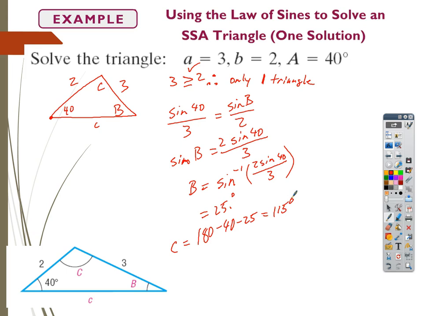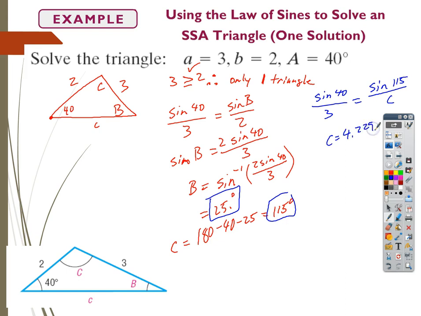Great. And from there, I set up the last one to find out C, because there's B. So the third piece I need to find is little c. So again, I set sine of 40 divided by 3 is equal to sine of 115 divided by little c. I go get my calculator, and it's going to tell me that c is equal to 4.229.